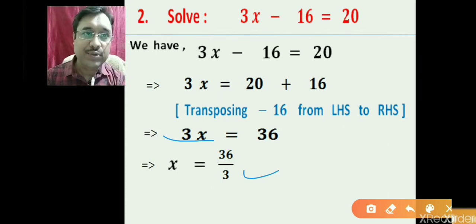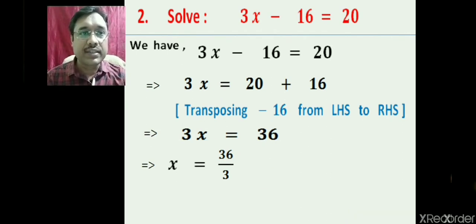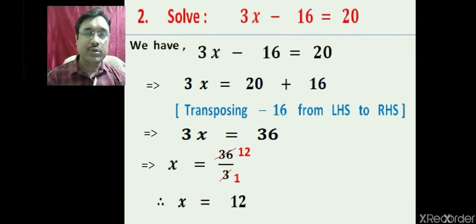So here I have shown this step also by the transposition method. Okay, so 36 by 3 means 3 into 12 is 36. That means x equals 12. This is the solution. This is the value of x for the given equation.